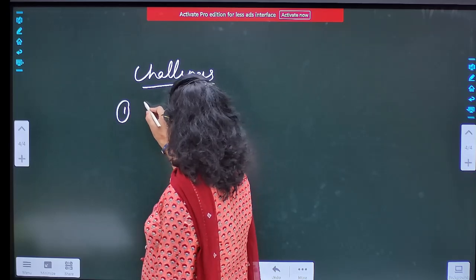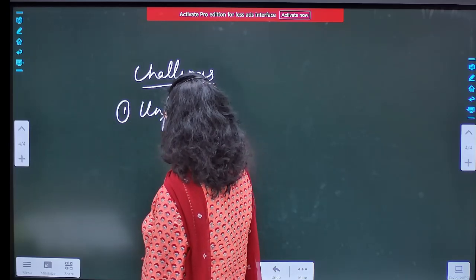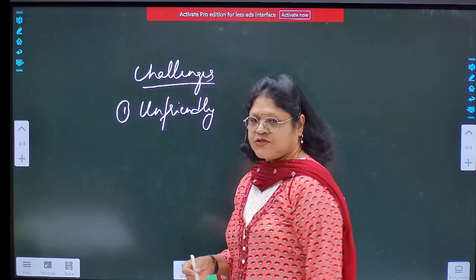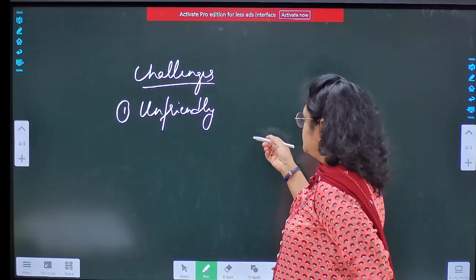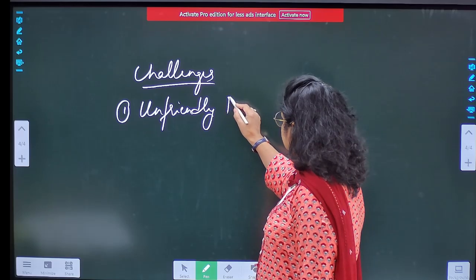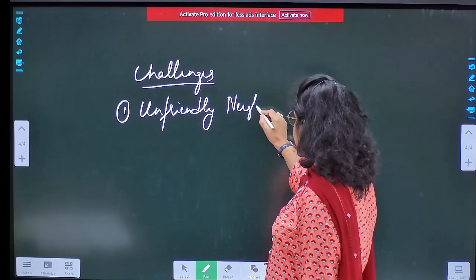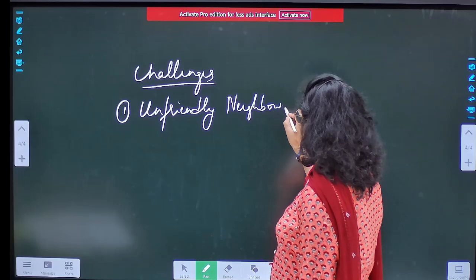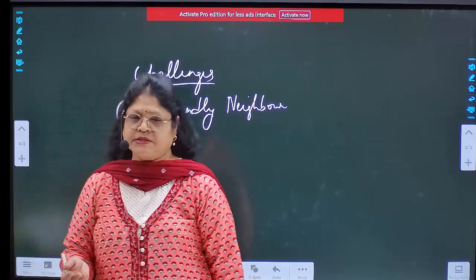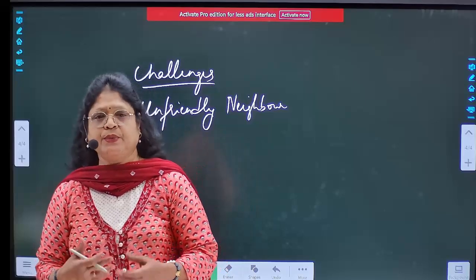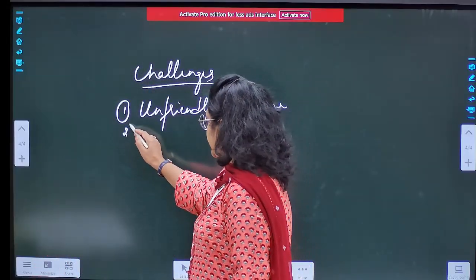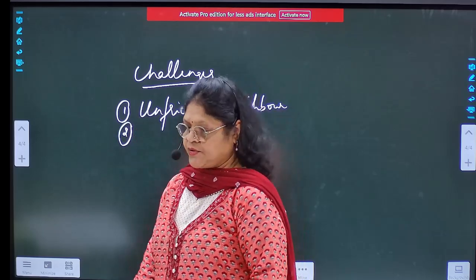One is the unfriendly neighbors that I told you about, the partition of India, the aftermath of the partition. These have all led to a very bitter taste in everybody's mouth, and this continues even today, where our neighbors are still looking to disrupt or adversely affect our internal security.